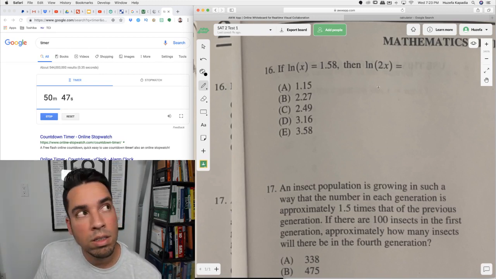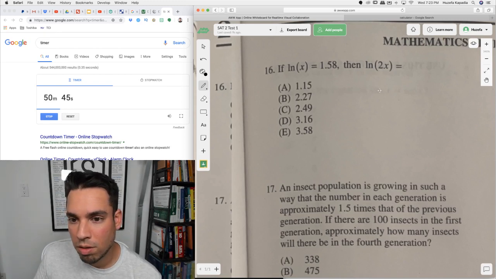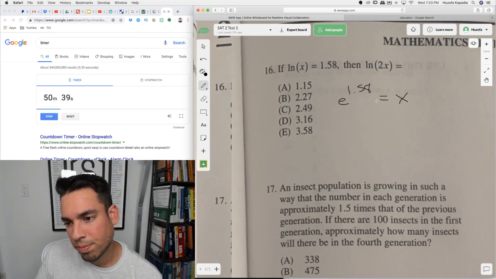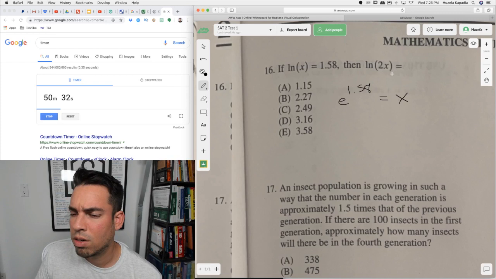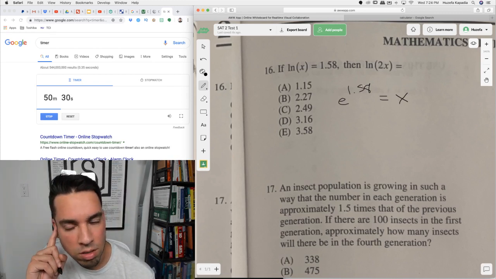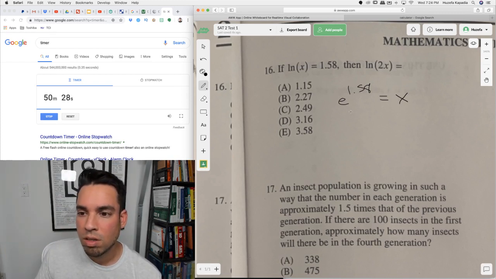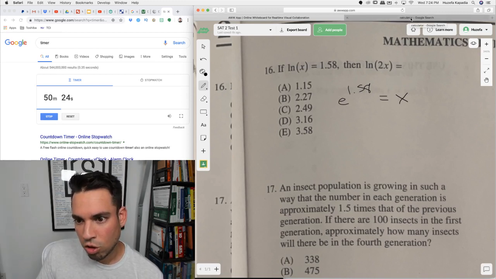All right, next. If ln of x equals this, then ln of 2x equals... Wait, hold on. I can't remember how to do this. Wait, this means e to the 1.58 equals x. So then I think I'm just going to use the calculator. I know there's an easy way to do this. All right, I'll just do this. So x equals this, so it'll be like 2 times that. So ln of 2e to the 1.58.